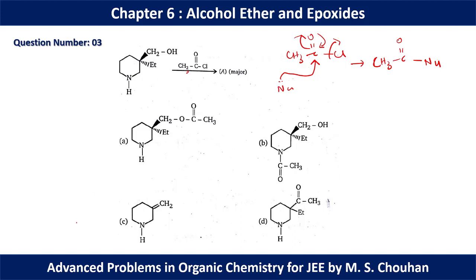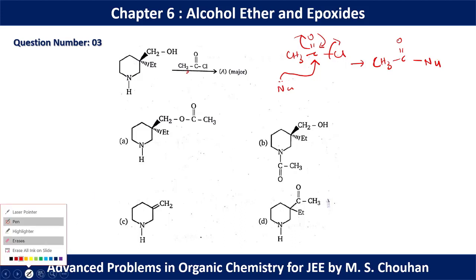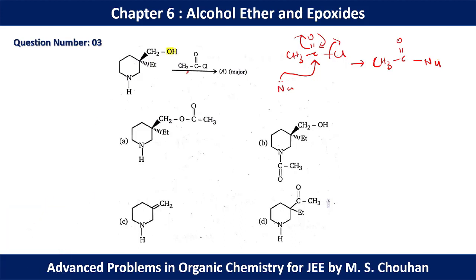Now here we have 2 nucleophilic centers, one is oxygen, another is nitrogen, but as the electronegativity of nitrogen is less, it will be more nucleophilic in nature. So the lone pair of nitrogen will be more nucleophilic and it will give the desired product, which is option B.